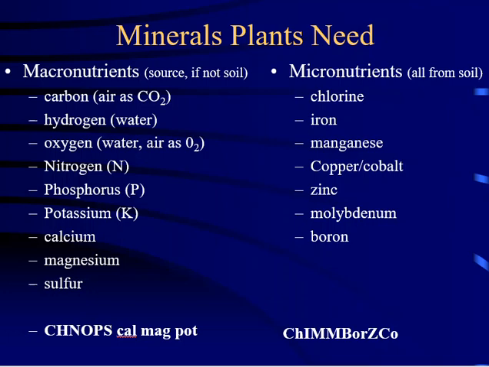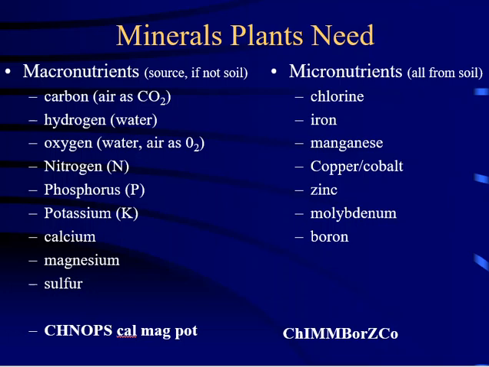On the right-hand column are the micronutrients. These are all derived from the soil by the plant. That's where the plant gets them. Chlorine, iron, manganese, copper, sometimes cobalt is included, zinc, molybdenum, and boron. Now, a few years ago, my students came up with this acronym Shimborzico as a way to remember just the first letter or two of all of those micronutrients.